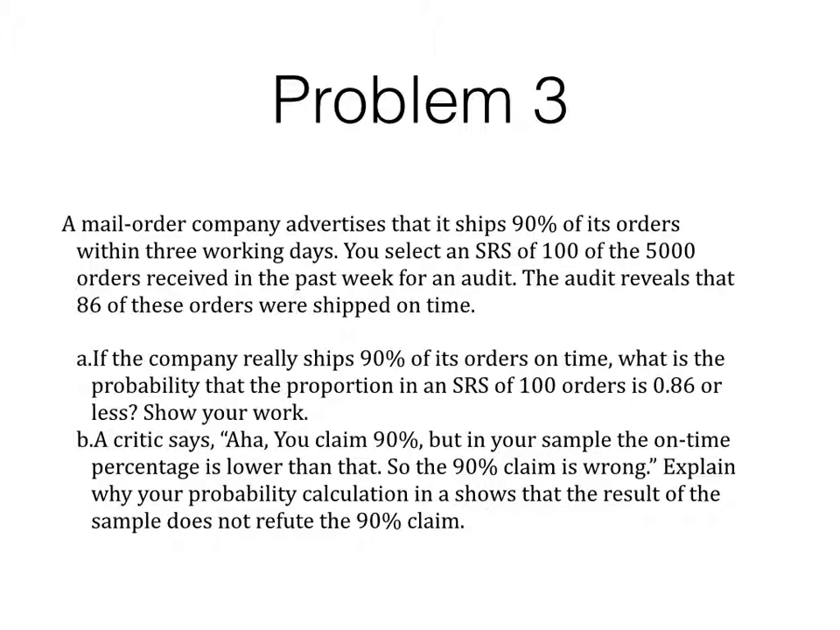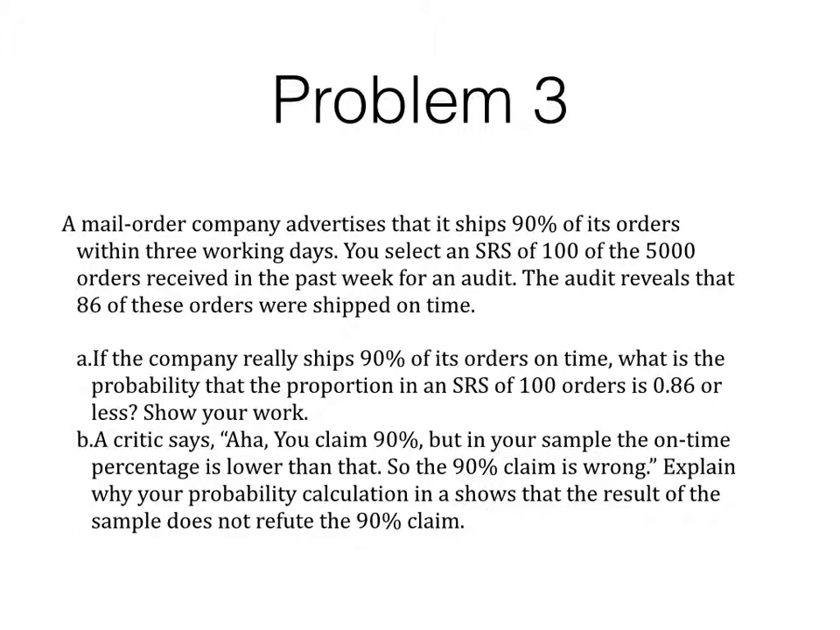Problem 3. A mail order company advertises that it ships 90% of its orders within 3 working days. You select an SRS of 100 of the 5,000 orders received in the past week for an audit. The audit reveals that 86 of these orders were shipped on time. A. If the company really ships 90% of its orders on time, what is the probability that your proportion in an SRS of 100 orders is 86 or less? Show your work. B. A critic says, you claim 90%, but in your sample, the on-time percentage is lower than that, so the 90% claim is wrong. Explain why your probability calculation shows that the result of the sample does not refute the 90% claim.